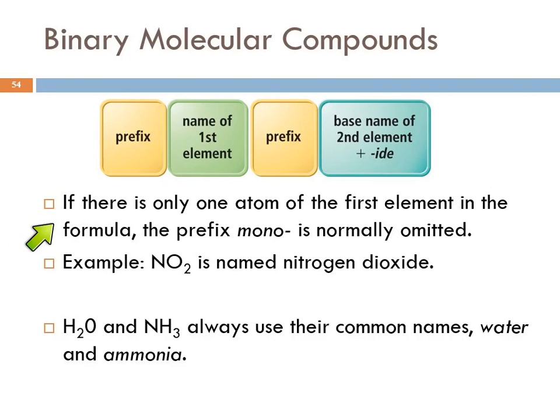And then, of course, there have to be some exceptions. So if there's only one atom of the first element, then we omit the prefix mono, because chemists have a thing against the number 1, right? So we don't like the prefix mono either. We're only going to use it if we have to. So NO2. Well, this is nitrogen and oxygen. There's 1 nitrogen. We're going to leave off the mono because we don't like the number 1, and so we're going to call this nitrogen. And then there's 2 oxygens, so we use the prefix di, oxide. Nitrogen dioxide.